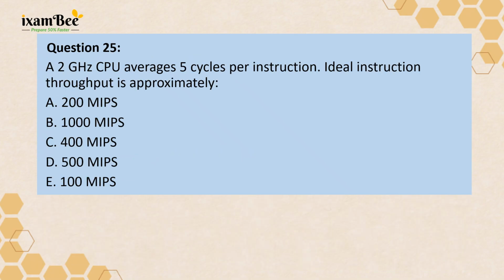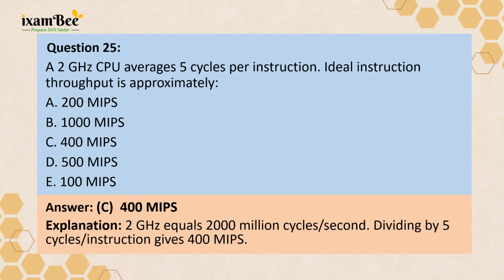In this next question, we have a 2 GHz CPU that averages 5 cycles per instruction. You will have to calculate the ideal instruction throughput, which would be approximately how many MIPS. The correct answer here is option C, which is 400 MIPS.